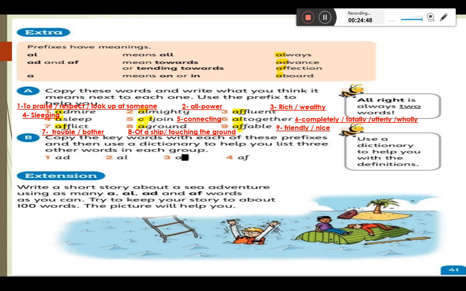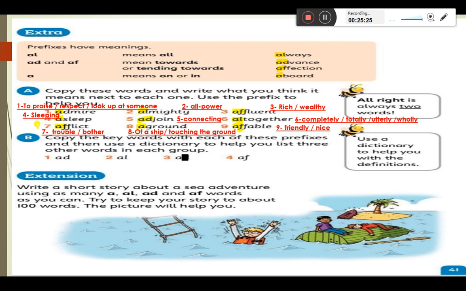So we have ad and the word join. So adjoin means connecting, and we're going to discuss another word, which is adjacent. And then we have number 6, altogether. When we put them all together, it means completely, totally, utterly. Number 7, we have afflict. What do you mean by the word afflict? It means to cause trouble or to bother someone.